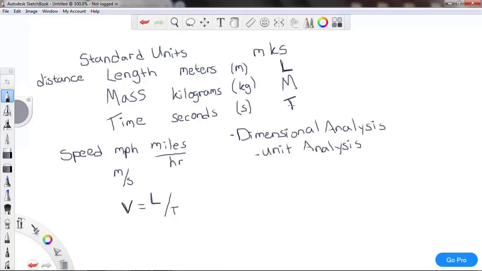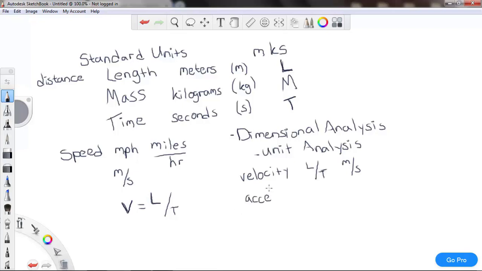So dimensions can be treated as algebraic quantities. What that means is they represent a variable. So L represents some kind of distance that you would plug in, and T represents some kind of time that you would plug in. I can check equations and see if my dimensional analysis works out because velocity we've said is L over T, and that would give me units of meters per second.